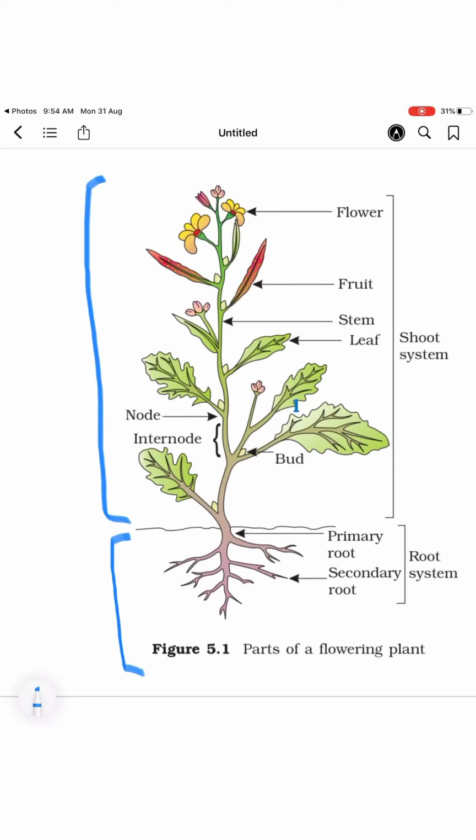If we observe the shoot system, the flowers, fruits, stem, leaves, then sometimes buds, nodes, internodes, they are observed. If we see the root system, this is the primary root and these are secondary roots. So this is the main branch and then lateral branches develop. So in this way these are the different parts of a flowering plant.